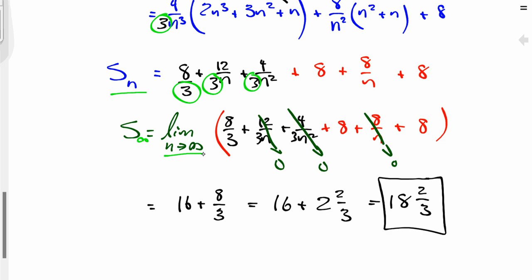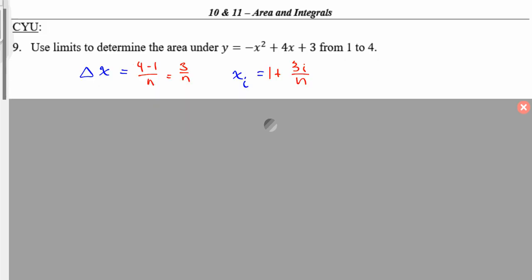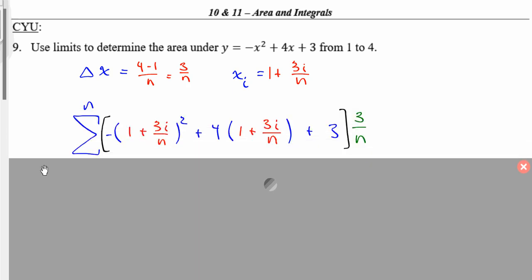There we go. That's all we have time for today. I guess if you're online and you have the notes, I could quickly go over my answer to the next question so you can compare, as long as you have the notes. Okay, so again, we need to figure out the width of each rectangle, that's delta x, and the x sub i term, because we're going to use that to calculate the height of each rectangle. And this is what it looks like when we plug it into the formula.